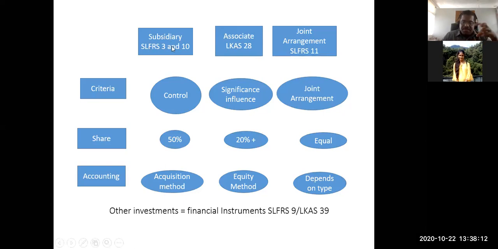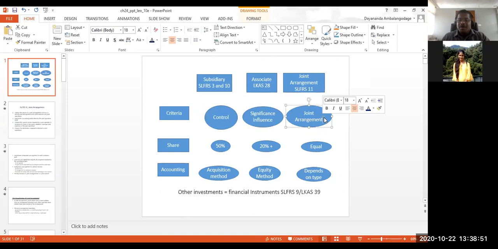Now, when you look at the subsidiary, you talk about control. The criterion for identifying a subsidiary is control. You know the meaning of control, I think. The criterion for identifying an associate is significant influence. We have discussed that in our previous lecture. The criterion for identifying a joint arrangement is, I'm sorry, it's not joint arrangement. I would say very clearly, joint control. Yes, it has to be joint control.